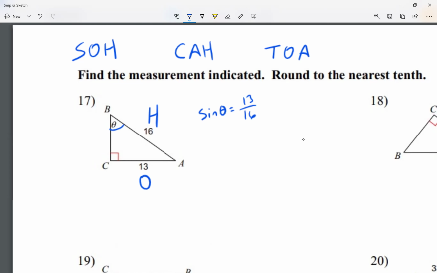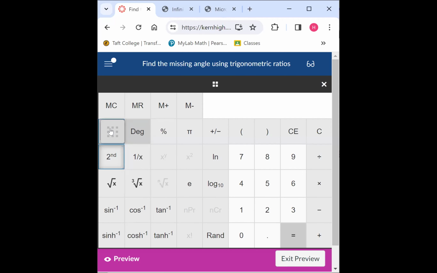And I remember yesterday when we talked about angles, I can move sine over, but I'm going to call it sine inverse. So here, theta is sine inverse of 13 over 16. Let me grab my calculator. Make sure you have it on degrees.